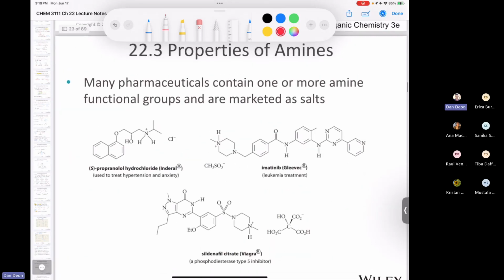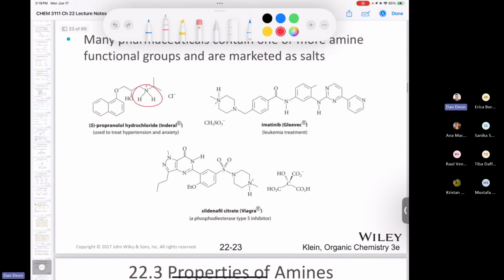And it turns out that many pharmaceuticals contain one or more amine functional groups and are marketed as salts. You see Gleevec here is a cancer medication, right? It's got a salt in it. What else? This compound that's used to treat hypertension is a salt. And then Viagra. You see that Viagra is also a salt. Here's the cations, and you get this big anion over here. But there you go. So there are many drugs that are marketed as salts.